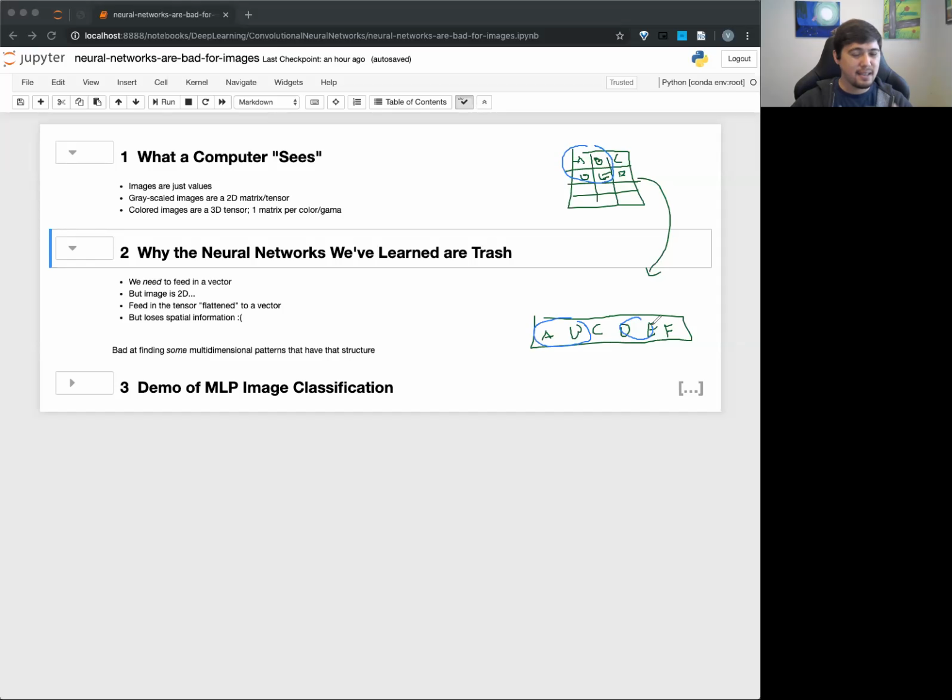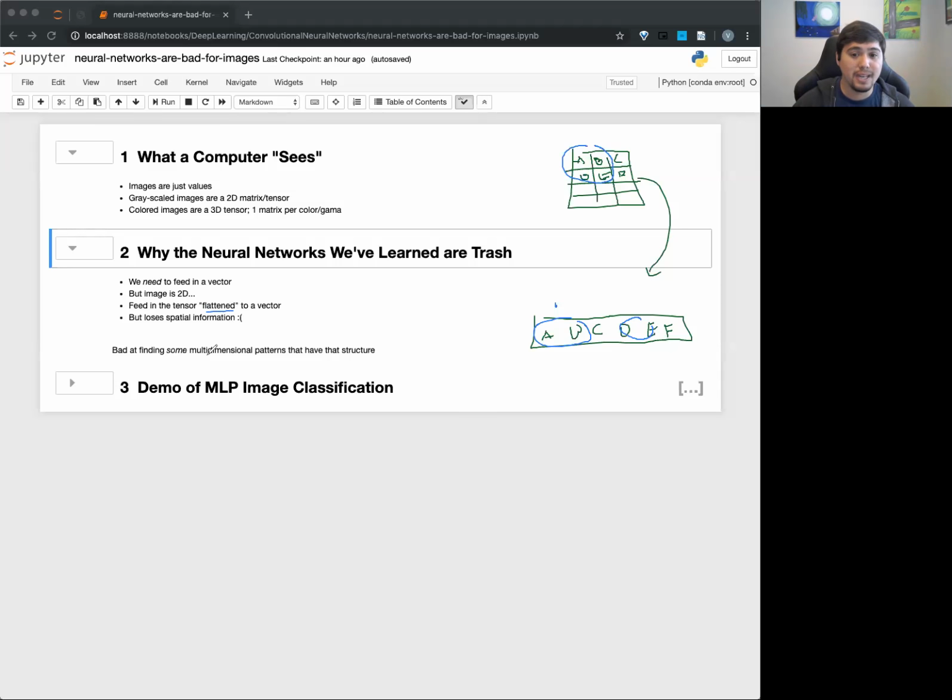The problem is that neural networks, the way we've learned them so far, have to be flattened. They have to be taken from a tensor, a 2D matrix, into a vector, otherwise we can't do it. So we can lose some multidimensional patterns and structure. This is where convolutions will do really well. But for very simple images, you actually find that neural networks do a pretty decent job.